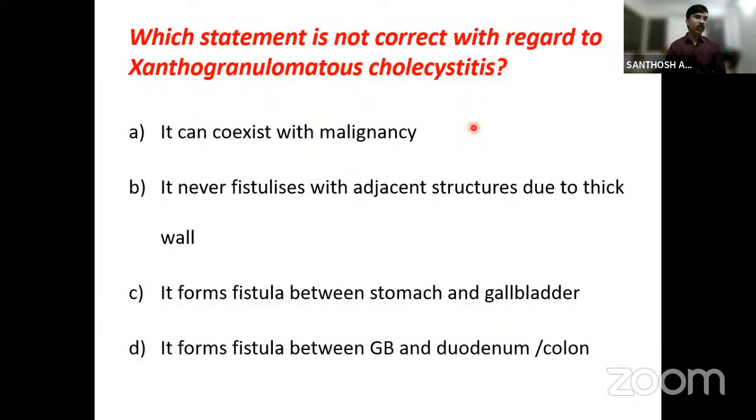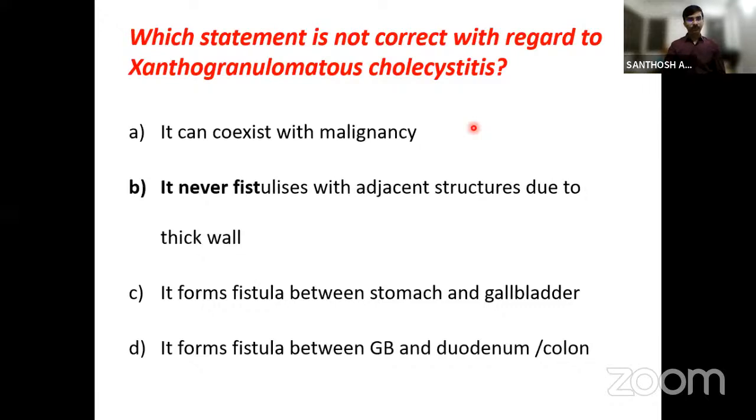Okay. So which statement is not correct with regard to xanthogranulomatous cholecystitis? It can coexist with malignancy. It never fistulizes with adjacent structures due to thickened wall. It forms a fistula between the stomach and gallbladder. It forms a fistula with the colon or duodenum also. See, now we should understand xanthogranulomatous cholecystitis is one of the forms of chronic cholecystitis. So the answer is, and I used to tell this many times in my classes, those who attended my previous classes will remember: whenever there is an option which says never, usually that is the wrong option. And whenever something says can present, could present, usually it will be true.